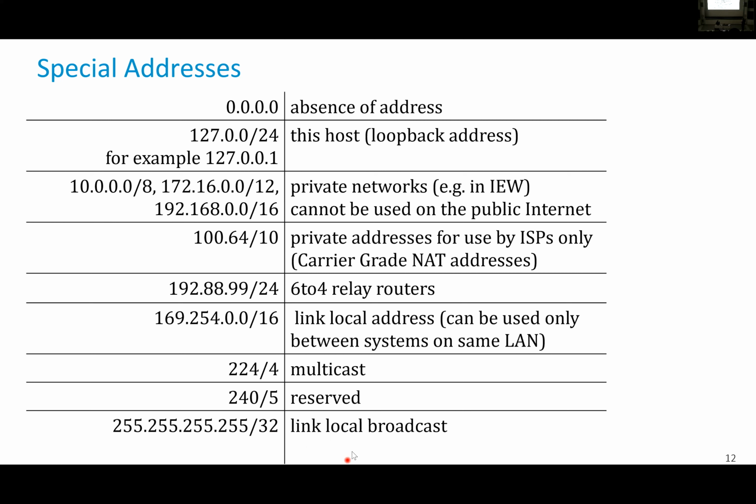So the broadcasts are typically removed by routers, or a router will never forward a packet to this address. That's why it is called link local. It means it stays in the same local area network. Broadcasts are a bad idea. They have a lot of security problems, but in local area networks, they are used.